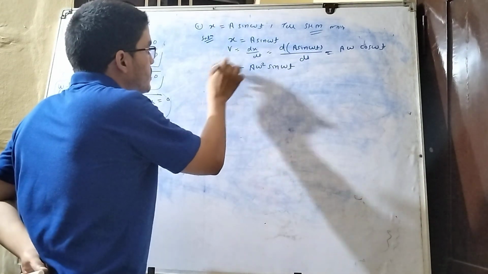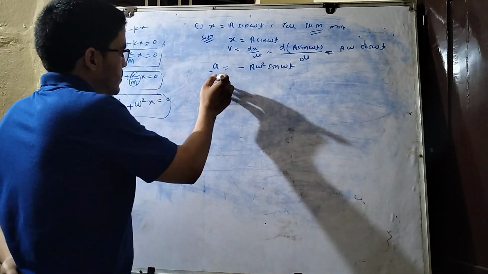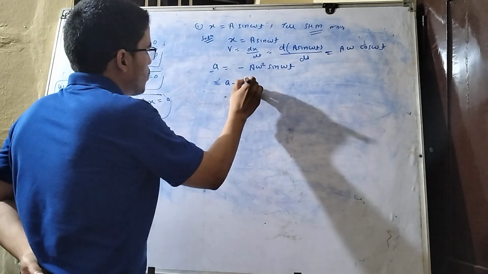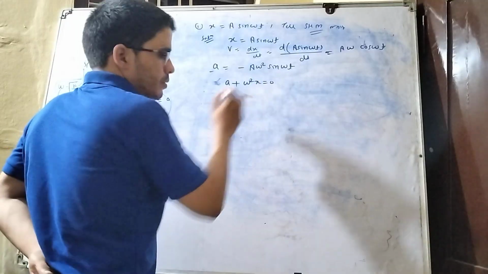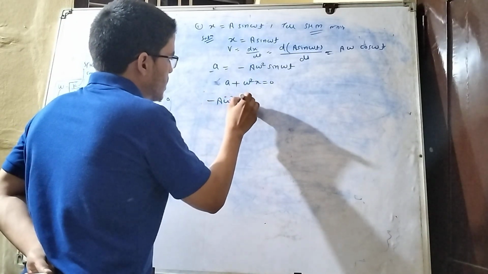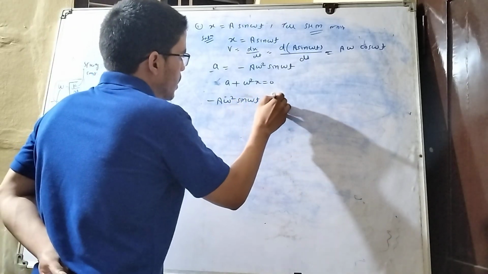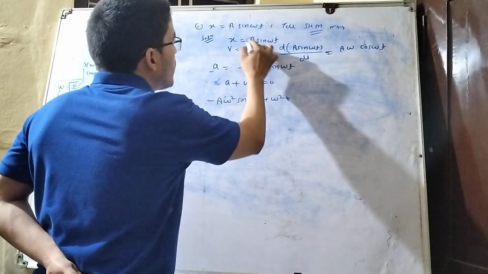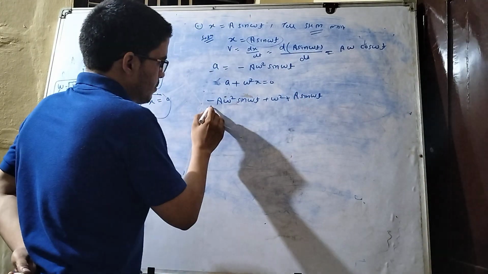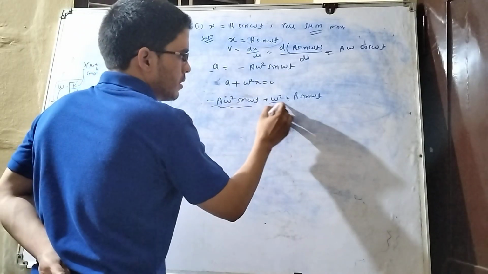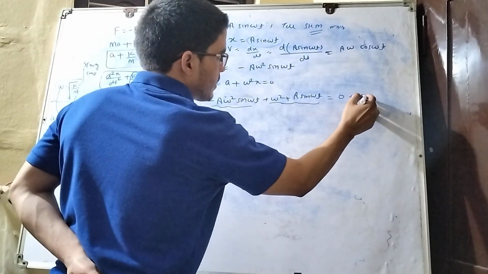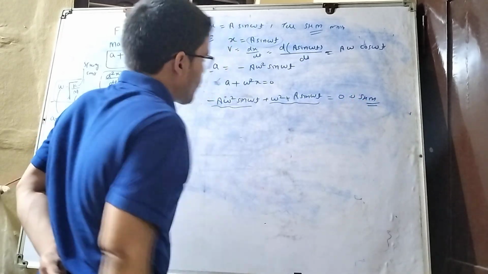Now I got this, and what does the theory tell about simple harmonic motion? a plus omega square x equals 0. Put the value here: a omega square sin omega t plus omega square, what is the x value? Tell me. The x value is a sin omega t. See here, minus a omega square sin omega t plus a omega square sin omega t equals 0. It means that is a simple harmonic motion.